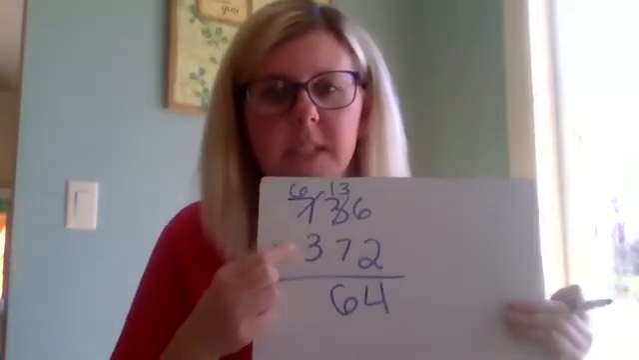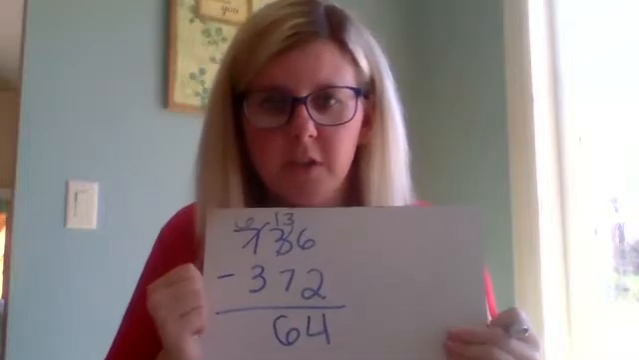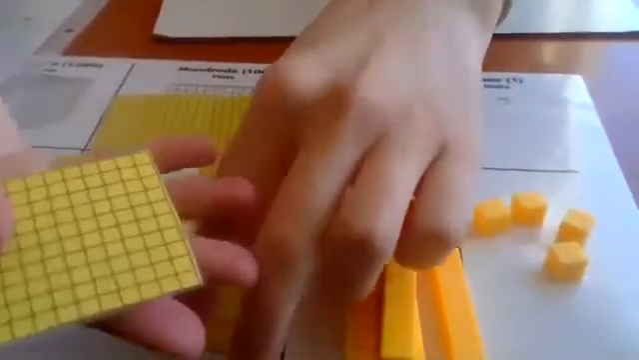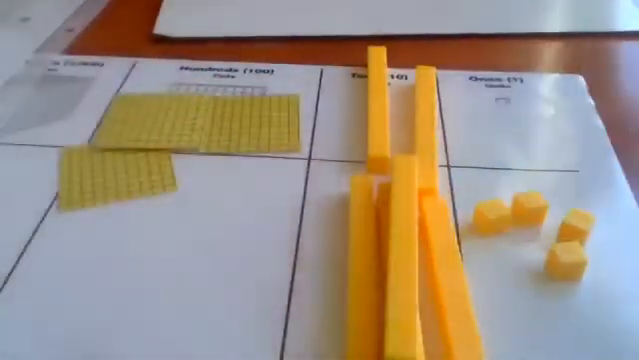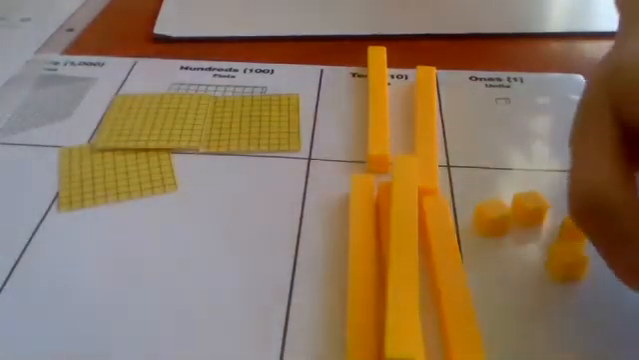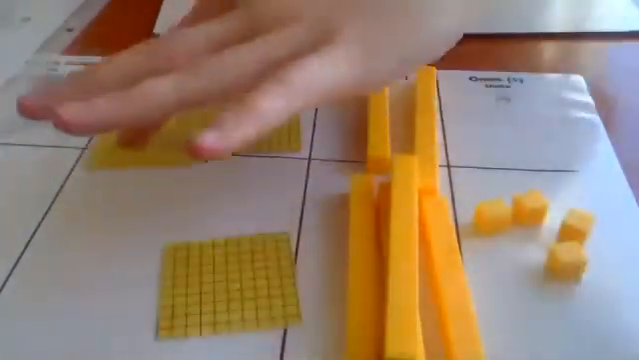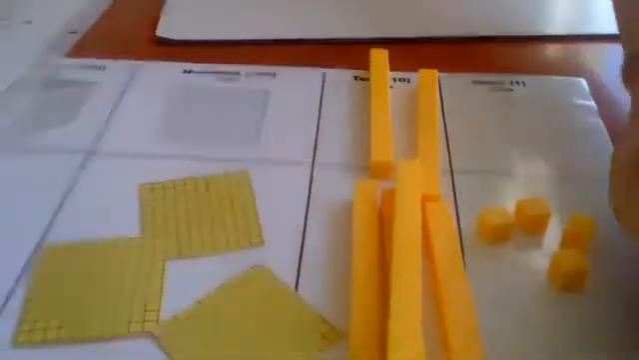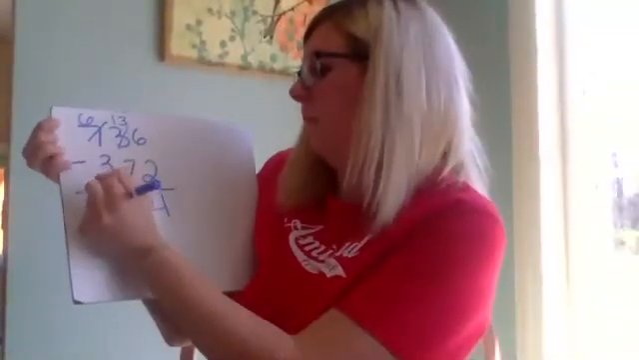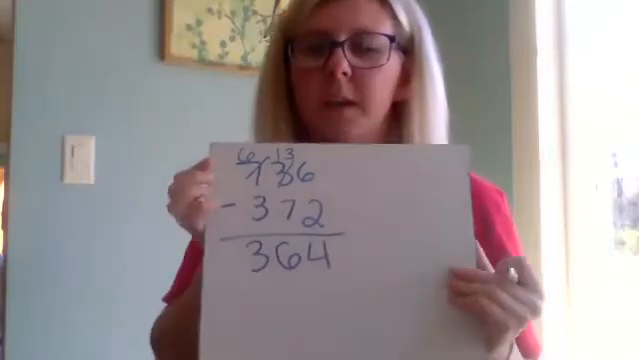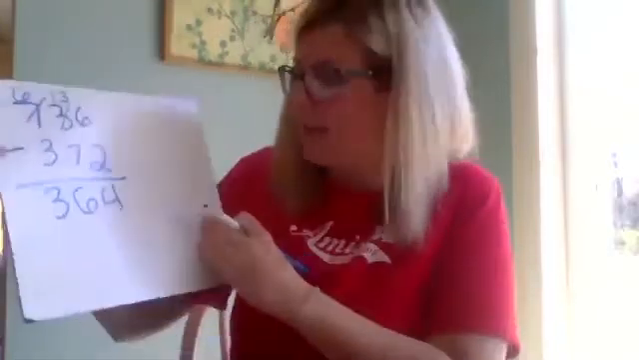Then it says, take your 3 hundreds away. So now I'm going to take 1, 2, 3, and put them back in my bag. Now I count how many I have left. 1, 2, 3. So the answer should be 364.